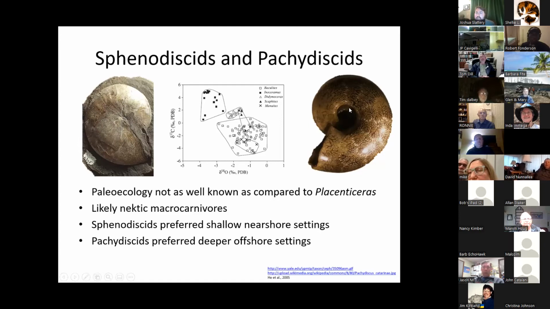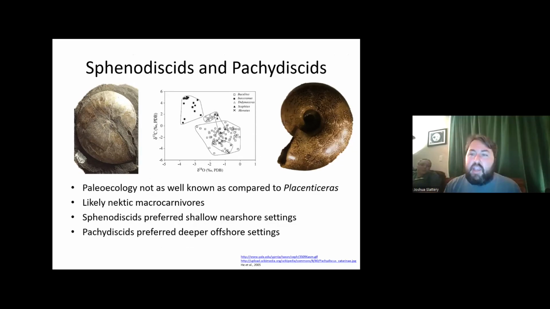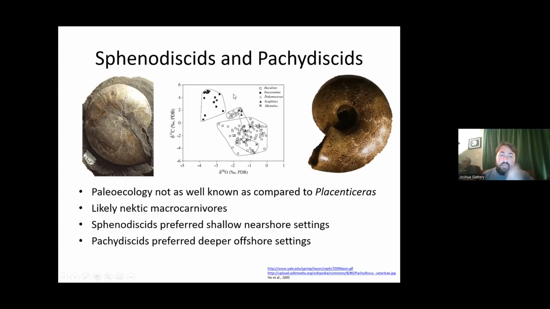Pachydiscids seem to persist throughout the entire time and prefer deeper water environments. So they're common in the Gulf Coast, even up to the late Cretaceous. They're probably one of the most abundant ammonites you can find in certain deeper water facies. We don't know much about these guys, and they haven't really been as well studied. There's a recent paper that's eventually going to come out soon about the Sphenodiscids' stable isotopes.